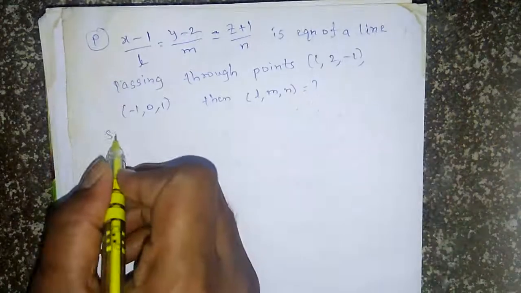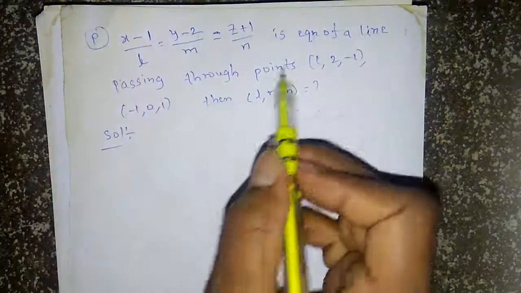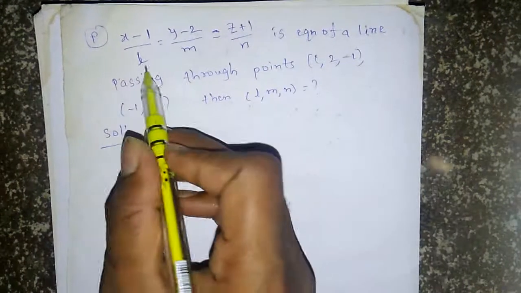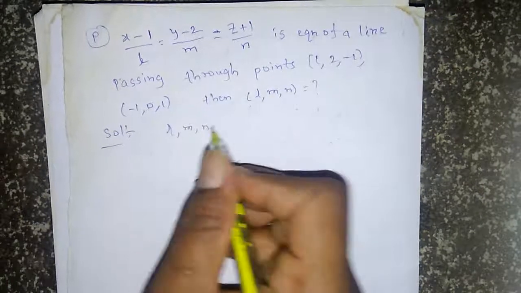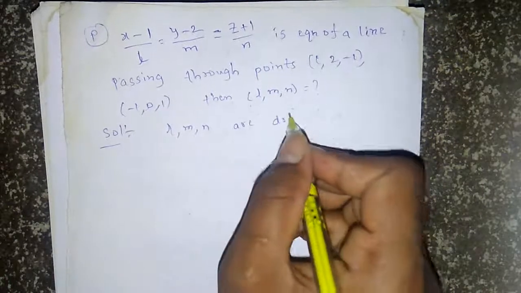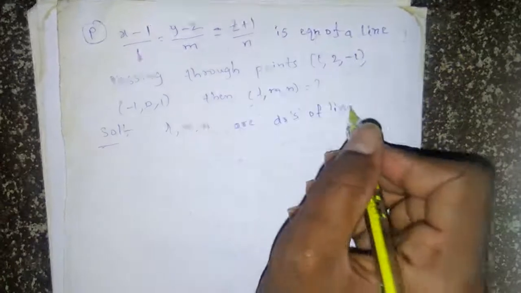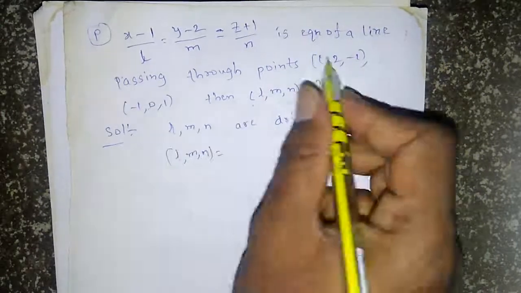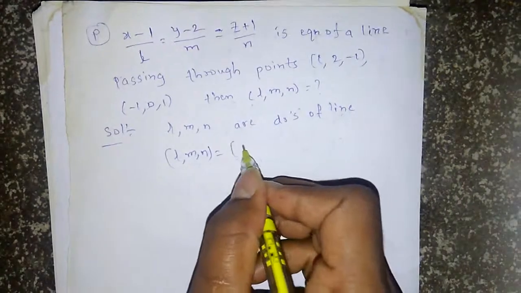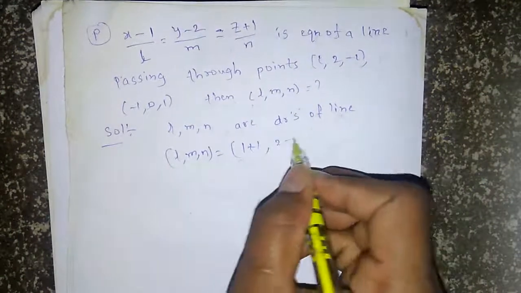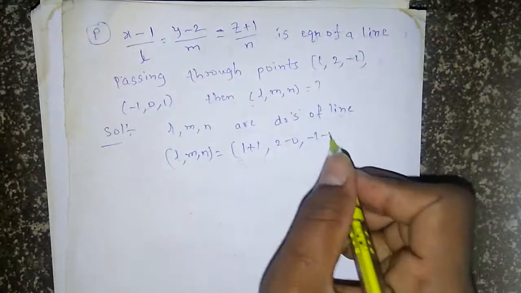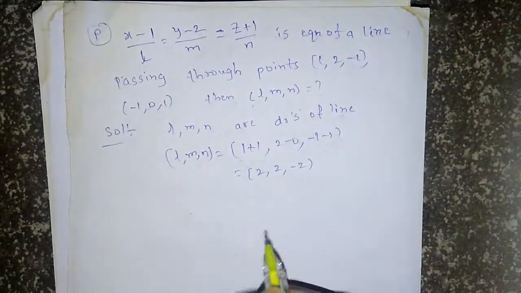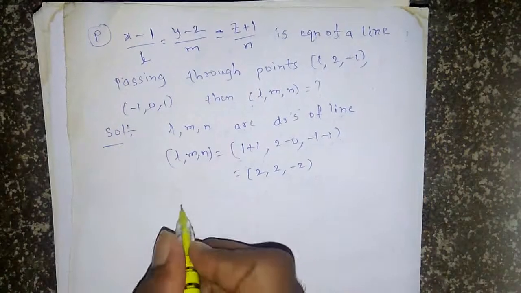So here this can be obtained directly. Two points are given, (1, 2, -1) and (-1, 0, 1). Here L, M, N are the DRs of the line, direction ratios of the line. So they are obtained directly. Two points are given now, so that is x1 minus x2, that is 1 plus 1, 2 minus 0, and minus 1 minus 1, that is 2, 2, minus 2. So 2, 2, minus 2 are direction ratios.